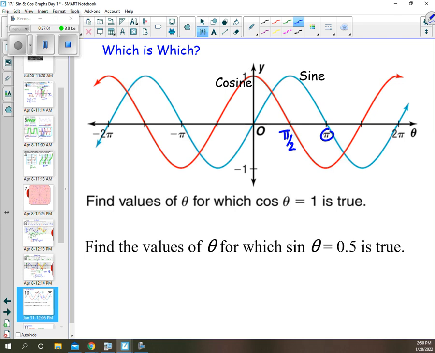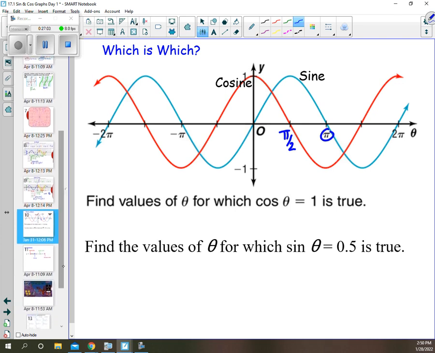So just a couple quick follow-up questions on the graph, and then we should be good to go. All right, it says for which values of theta, so remember theta is your angle, is cosine equal to 1? So we're looking for when the cosine value, the red graph, is 1. See if you can find on the graph any places where that happens. Well, cosine is 1 right there, so that would happen at 0 radians. But it happens again here. It's 1 also. That's at 2 pi.